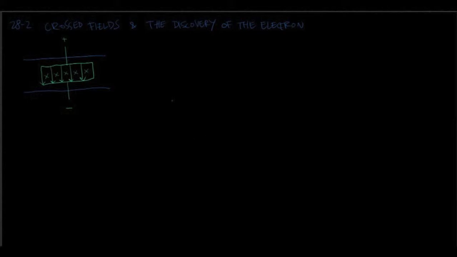So when the electric field and the magnetic field can both act on charged particles, when E is perpendicular to B, we can call that a crossed field.